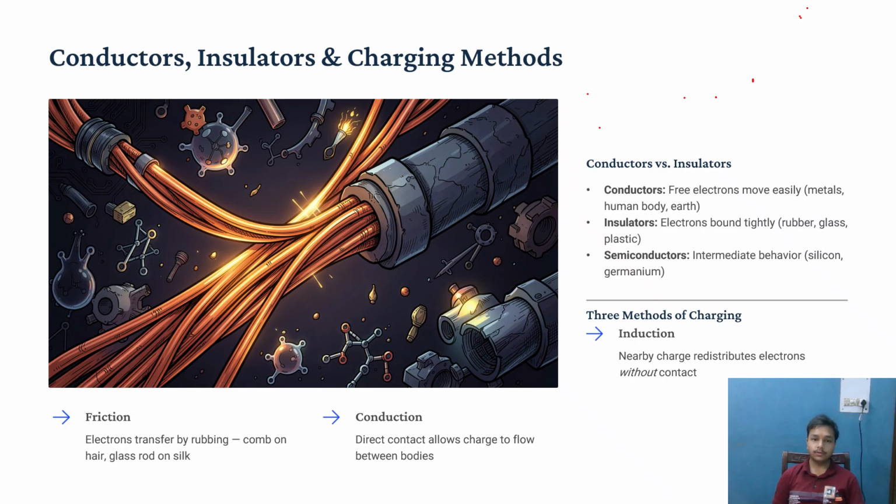Suppose we take an example of a silk cloth and a glass rod. When a glass rod is rubbed with silk cloth, due to the higher electron affinity of silk, it extracts the electrons from the glass rod and gets negatively charged, and the glass rod becomes positively charged. Similarly, when an ebonite rod, which is a very hard rubber, is rubbed with fur, the ebonite rod gets negatively charged, whereas the fur becomes positively charged. This process of charging bodies via friction is called friction electricity.